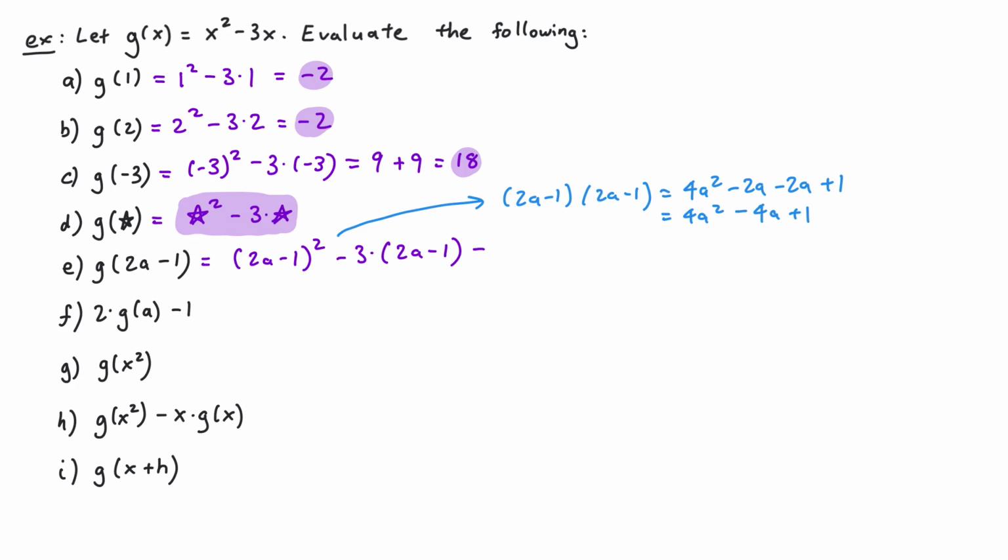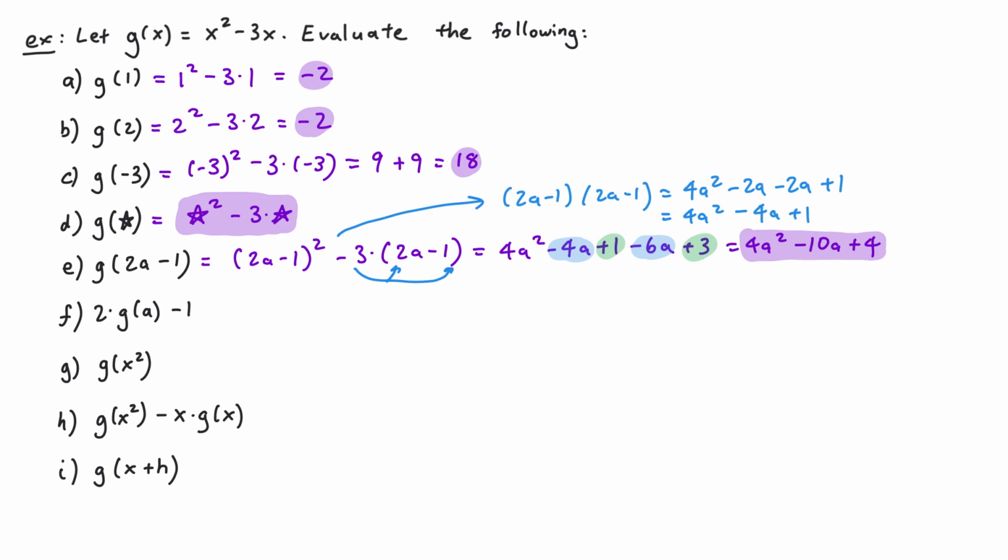So for our function here, the 2a minus 1 squared gives me 4a squared minus 4a plus 1. And then if we distribute the negative 3, we end up with minus 6a plus 3. We can then combine some like terms. For example, the negative 4a can be combined with the negative 6a. The plus 1 can be combined with plus 3. So we end up with 4a squared minus 10a plus 4. And that's our final answer. That's the output of my function when I input 2a minus 1.